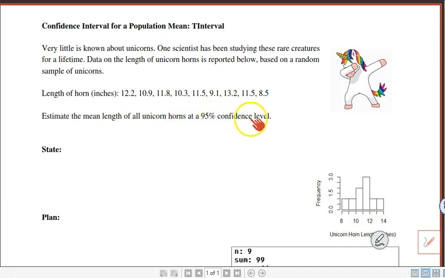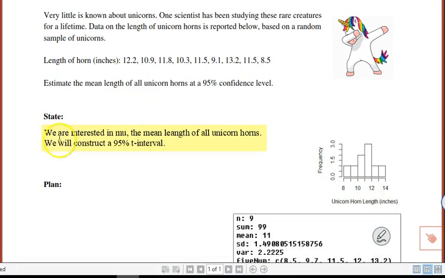And we want to use these 9 unicorn horns to estimate the mean length of all unicorn horns at a 95% confidence level. So in terms of stating what we're about to do, we are interested in the mean length of all unicorn horns, and we will construct a 95% confidence interval. So we write that out.